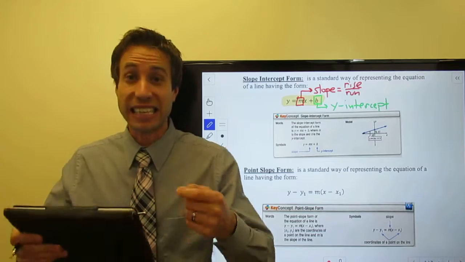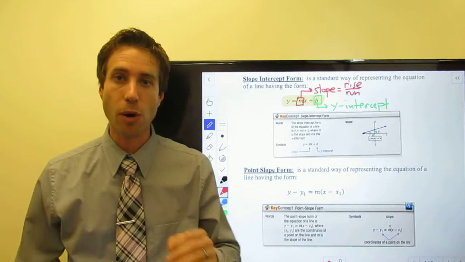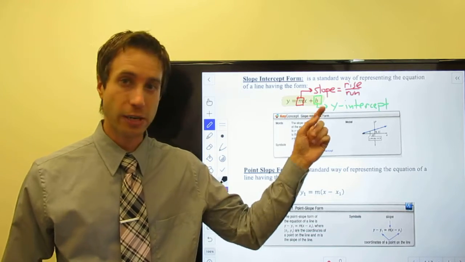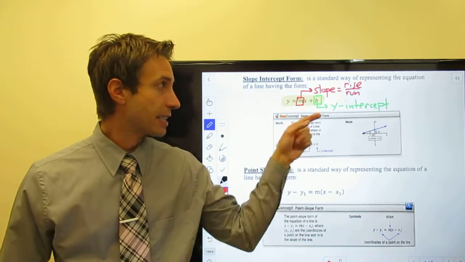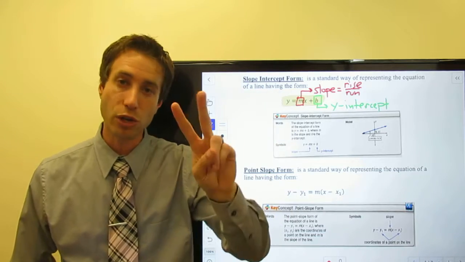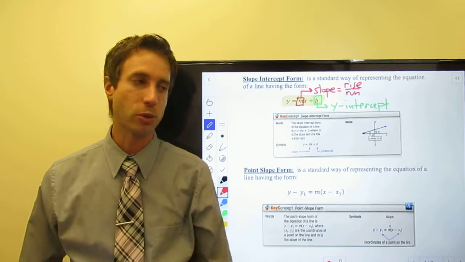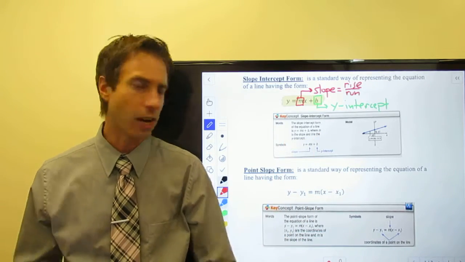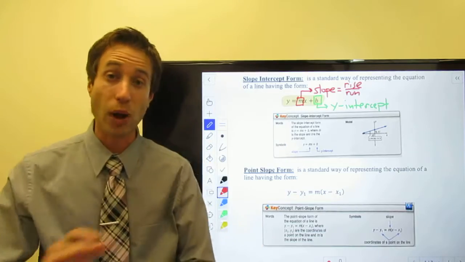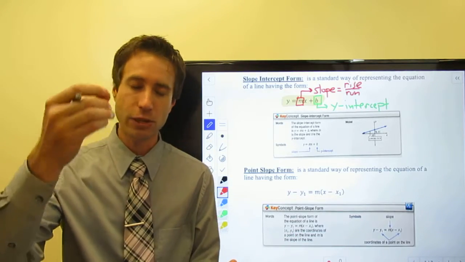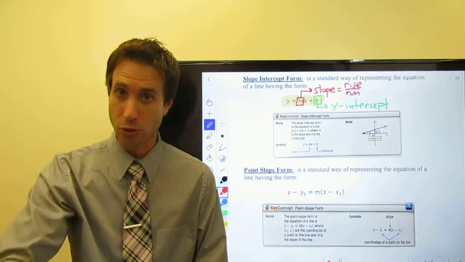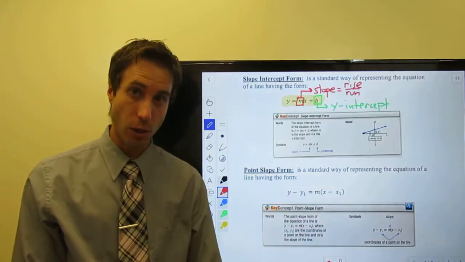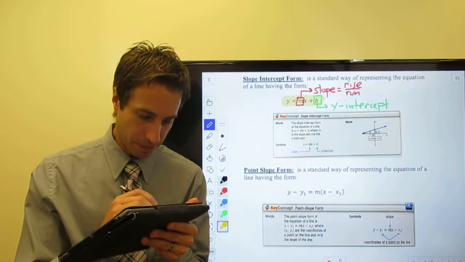A line given to you in slope-intercept form is super easy to graph. You just find your y-intercept, plot that y-intercept, and count out your slope, rise over run. Once you've got two points, connect those two points with a line and you've graphed that sucker. So that's slope-intercept form. The second way to write any line, not just parallel and perpendicular, we'll talk about those in a second, is point-slope form, which is this guy right here.